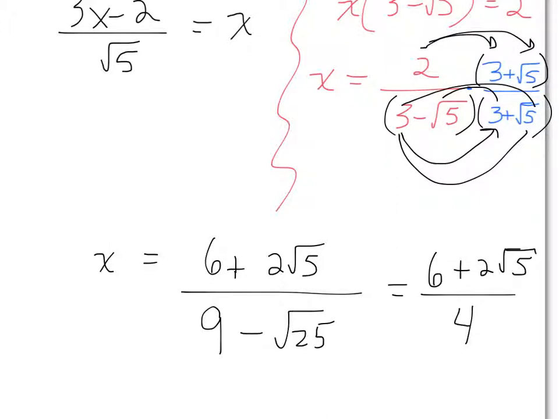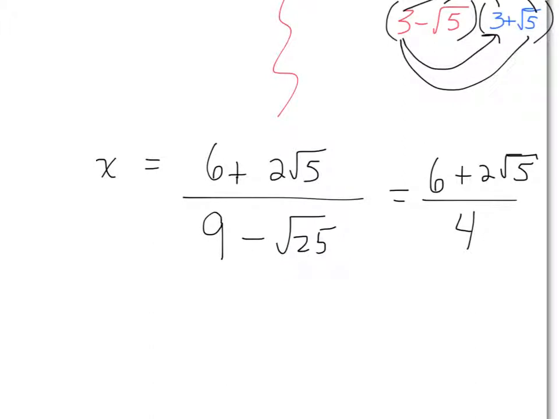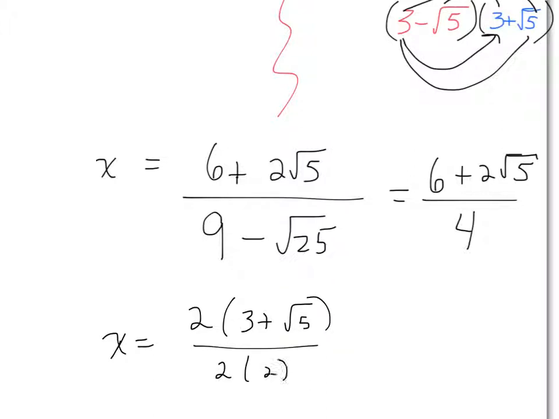What could I do further? Why can I simplify this? What's in every term? 2. 2 is in every term. This is really what it is, right? If I were to factor out a 2 out of the top and out of the bottom, those 2's cancel. Okay, so my final answer is 3 plus root 5 over 2.